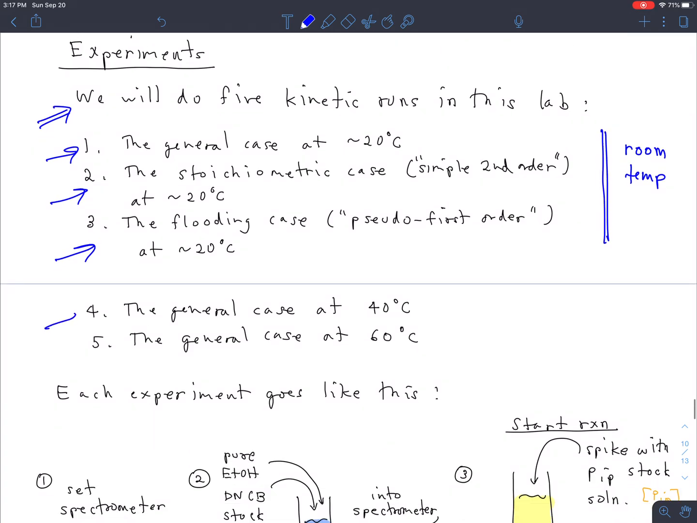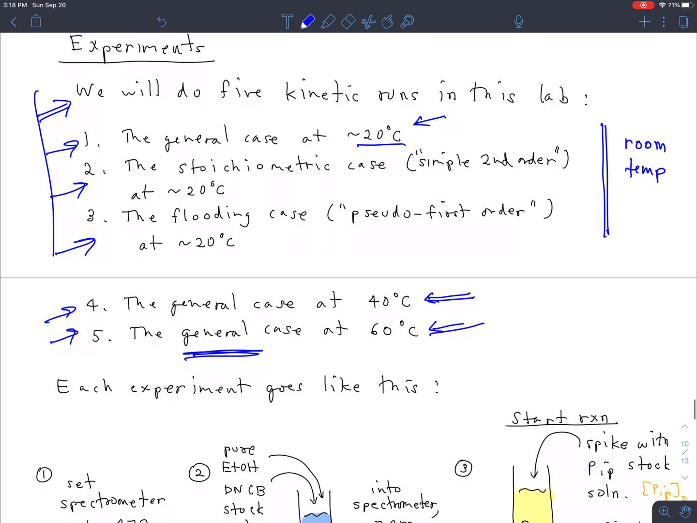It's basically just a known room temperature. And then we'll do 2 more, so that's 3 of the 5 runs. We'll do 2 more runs, one at 40 degrees and one at 60 degrees. We'll use the general case, not one of the 2 special cases, for both of those runs. That means that the general case will be done at 3 temperatures altogether, 20, 40, and 60 degrees. And that will give us enough data to get some information about the energy of activation using an Arrhenius plot.